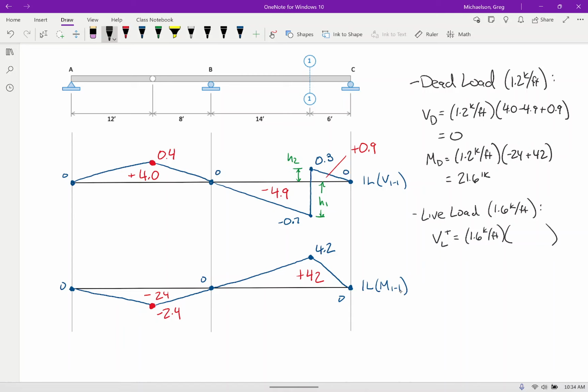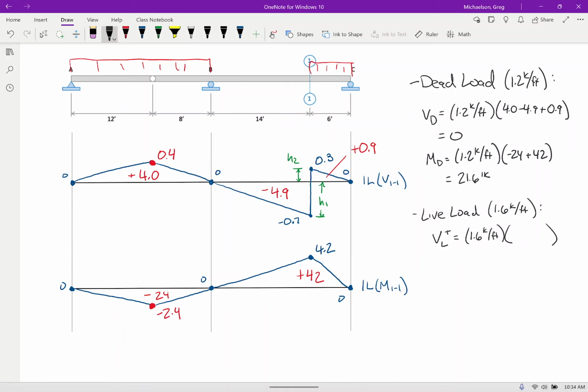Well, let me ask this way. This 1.6 kips per foot, it's a live load. It's moving. We can put it anywhere. Where do you put it to generate the worst case positive shear? Everywhere it's positive. So here and here and here and here, right? So that load, if we were to draw a picture, it would be like that and like that. That's what would generate worst case positive shear.